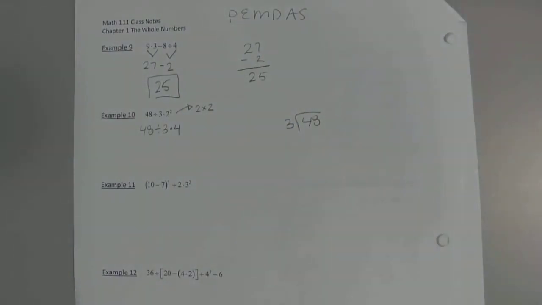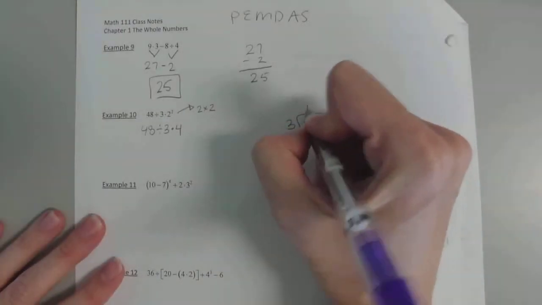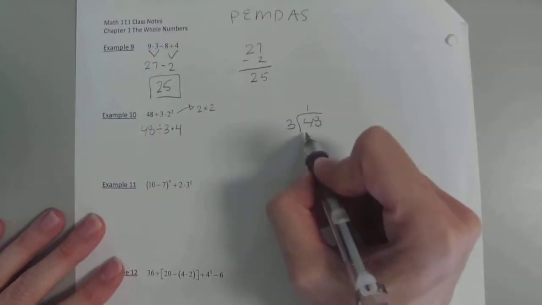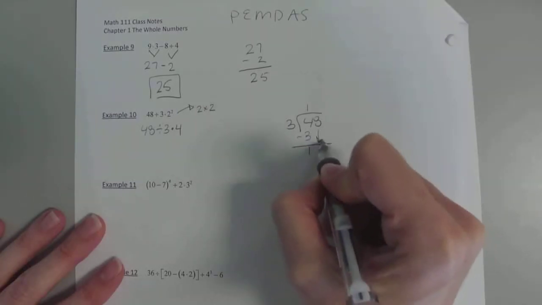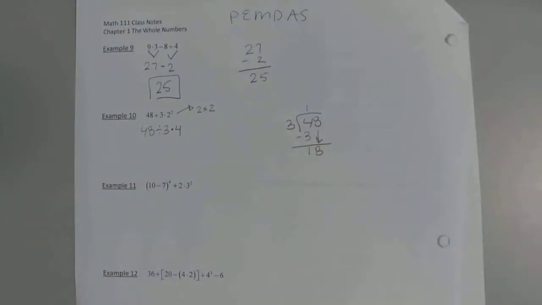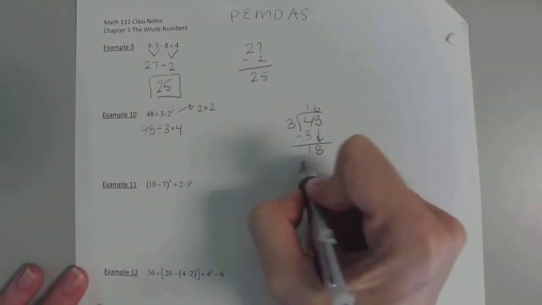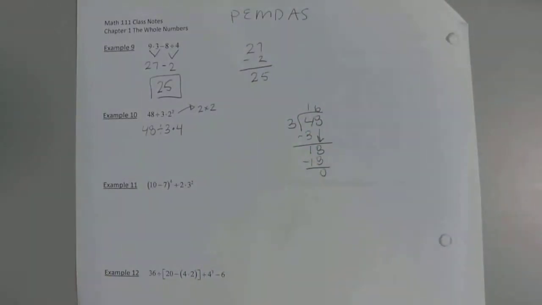I know that off the top of my head, but I'm a math teacher. If you don't, go off to the side and figure out what 48 divided by 3 is. How many times does 3 go into 4? 1 time. 3 times 1 is 3. You have 1, carry down your 8. How many times does 3 go into 18? 6. And you guys agree that goes in perfectly? So where are we going to put 16?